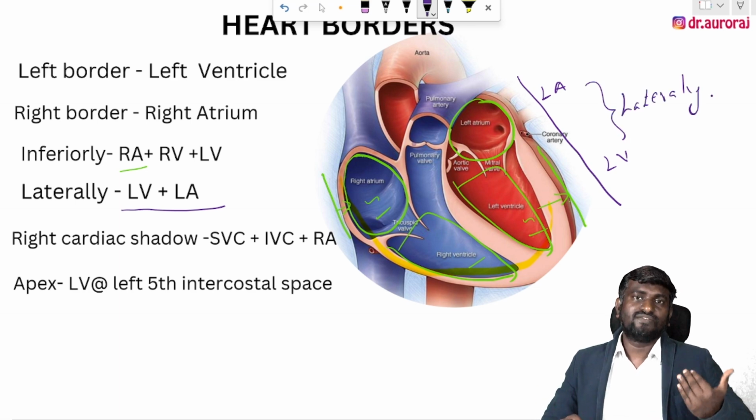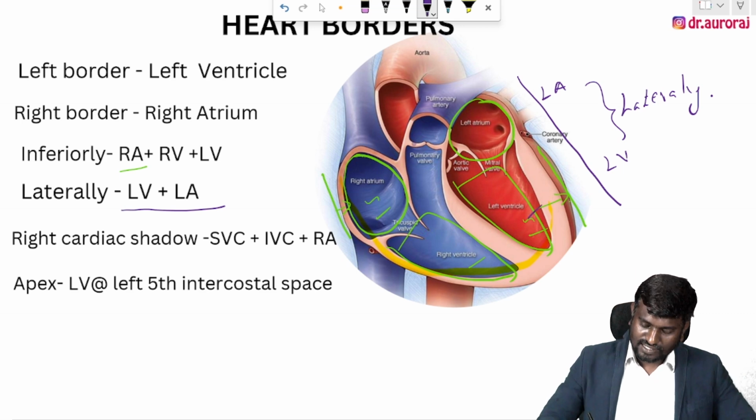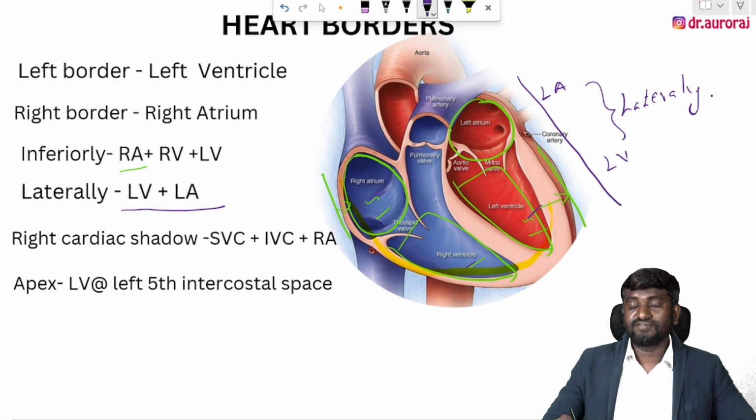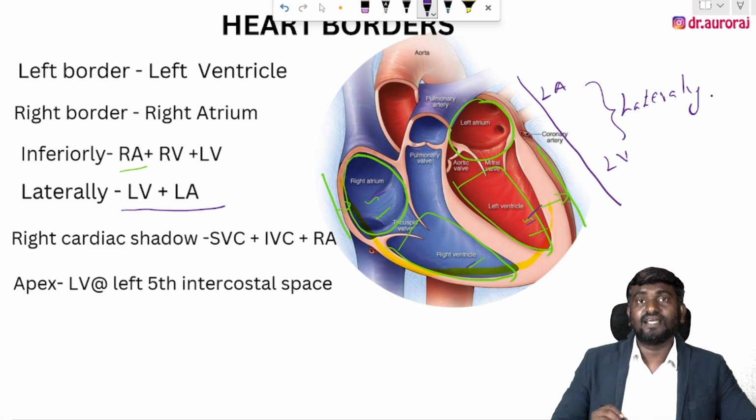Now, so the left border, left ventricle, the right border, right atrium. Inferiorly, it includes right atrium, right ventricle, and the left ventricle. Hope you get it. Next, laterally, LV plus LA.